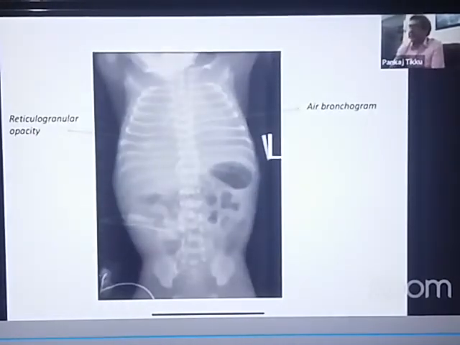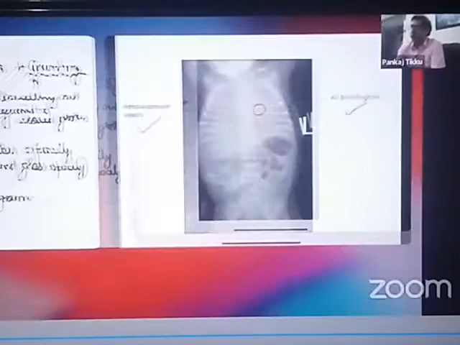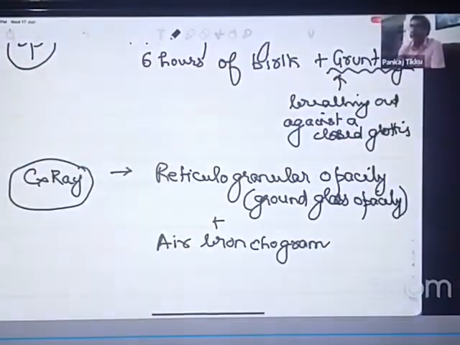And this is a typical example. You can see these lines. You can see a thin line. This is an example of an air bronchogram. So reticulogranular opacity and air bronchograms are the typical X-ray features of a condition known as hyaline membrane disease.